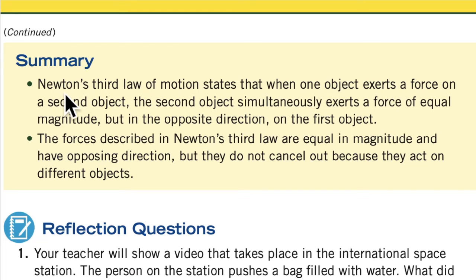Summary. Newton's third law of motion states that when one object exerts a force on a second object, the second object simultaneously exerts a force of equal magnitude, but in the opposite direction, on the first object. The forces described in Newton's third law are equal in magnitude and have opposing direction, but they do not cancel out because they act on different objects.